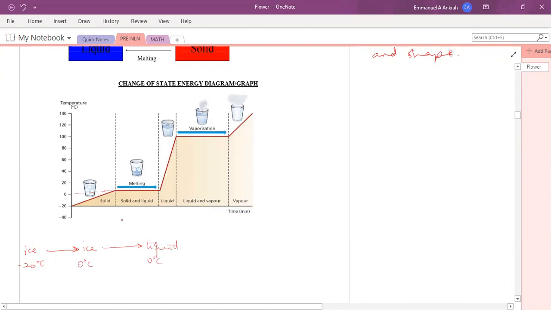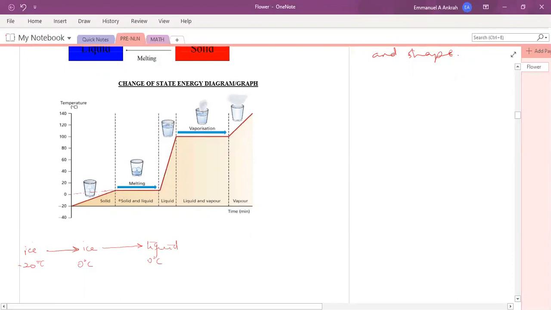Okay. And the reason will be why. So here it's melting here. So what is happening here? Now, what is happening here is that the heat you put in is used to break the bonds between the molecules, right?